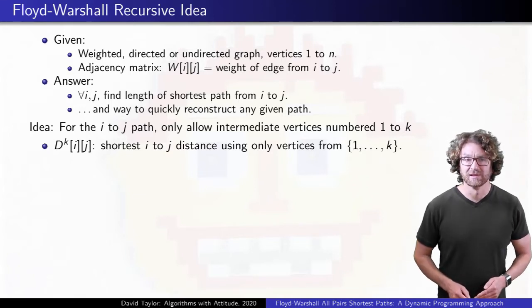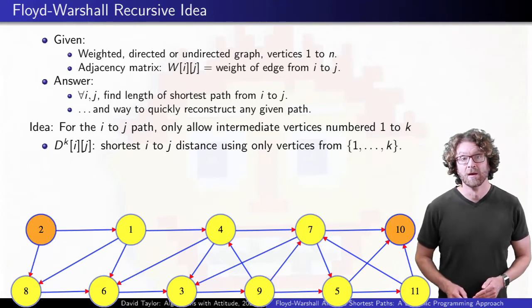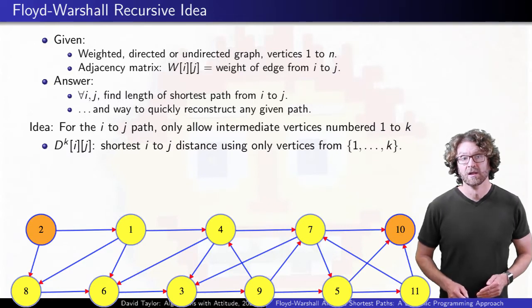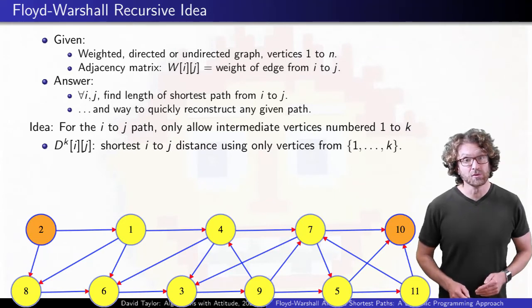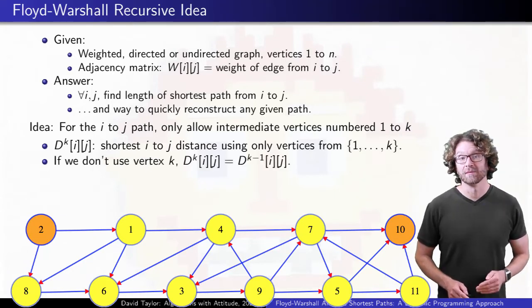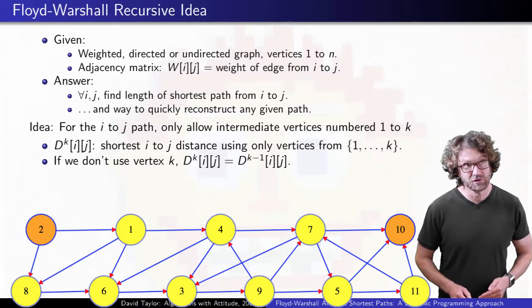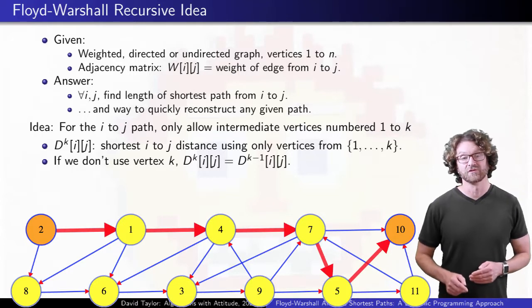So let's imagine that in this graph, for some reason, you want to find the shortest path from 2 to 10, but only using intermediate vertices from 1 to 9. There are two possibilities. Either you use vertex 9 or you don't. If you don't use it, the best path will be the same as the best path from 2 to 10 using only intermediate vertices from 1 to 8. Maybe that's 2, 1, 4, 7, 5, 10.